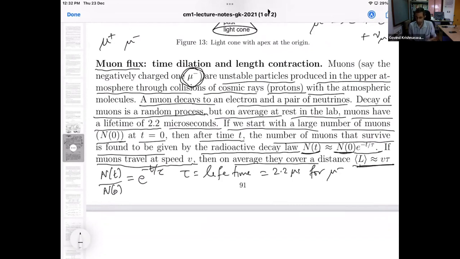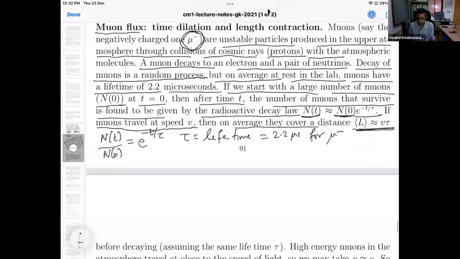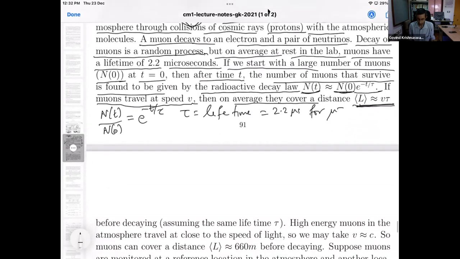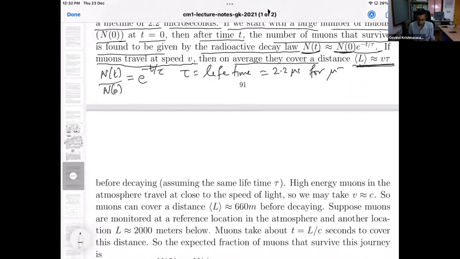Some muons will survive more, some will not have decayed, or some may have decayed earlier. But on average, a muon will cover a distance L given by v tau if it is traveling at the speed v. Now, for a moment, we will suppose that the lifetime of moving muons is also tau. That assumption turns out to be wrong, but I just want to make that assumption, see what goes wrong, and then come and correct it.